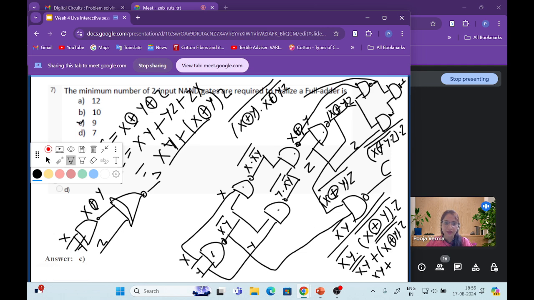This is the basic structure for the NAND gate. For the other XOR gate, we require another structure. So you will get x XOR y XOR z from here, and for carry only one more NAND gate is required, because we are taking the inputs from the already solved NAND gates. So a total of 9 NAND gates are required to realize a full adder.